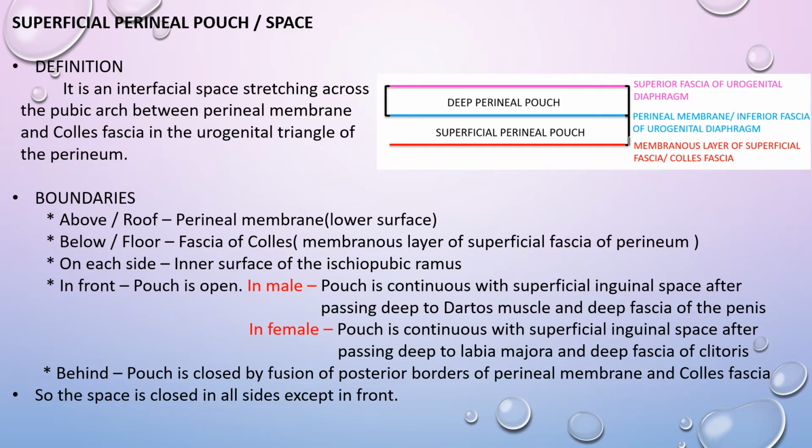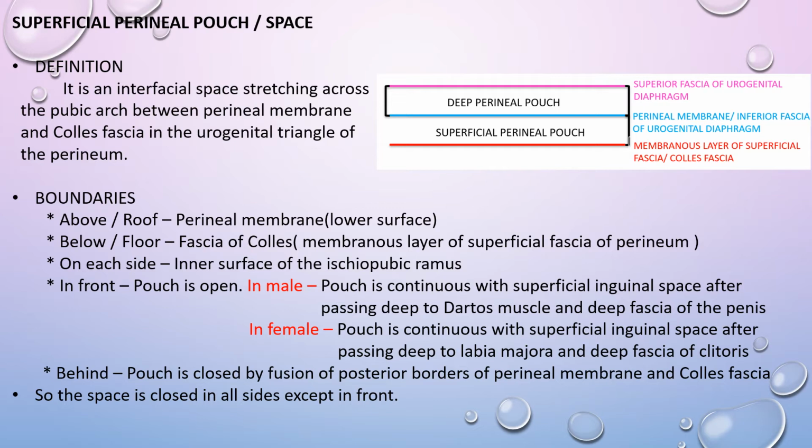If we carefully observe this diagrammatic representation of the three layers of the urogenital triangle, you can appreciate the Colles fascia, perineal membrane, and the superior fascia of the urogenital diaphragm. So there is a space between the Colles fascia and the perineal membrane. That space is called the superficial perineal pouch or space.